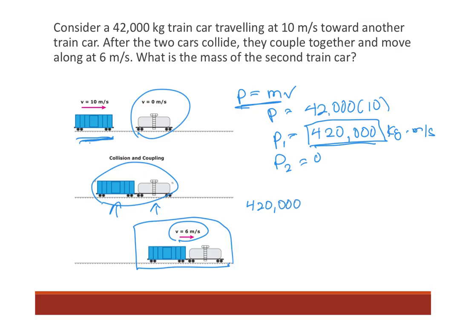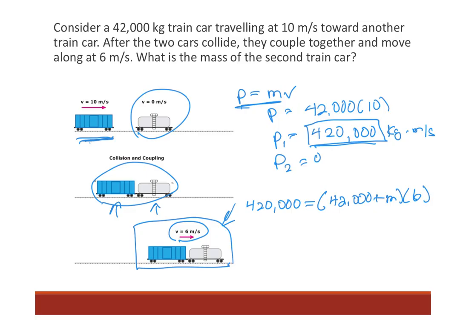I'm just going to drop units just for space purposes. So that momentum is going to be passed on to these two train cars moving together. The mass of the train cars then will be equal to 42,000 of the first car plus an unknown mass of the second car, with the whole unit together then moving at 6 meters per second.